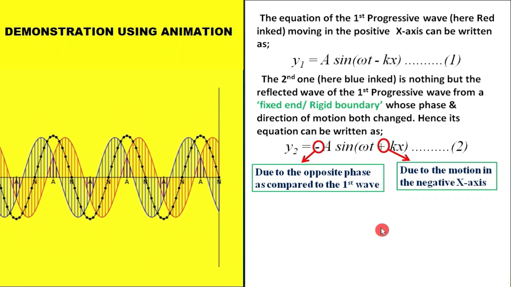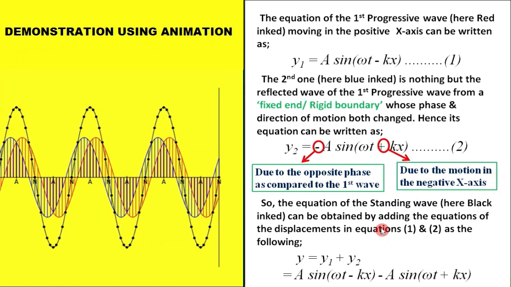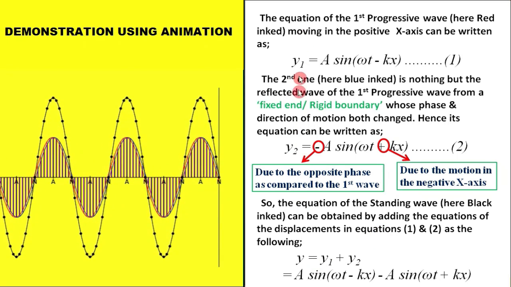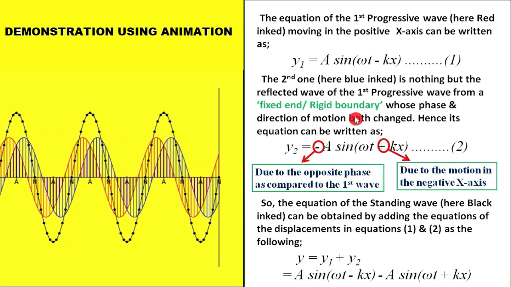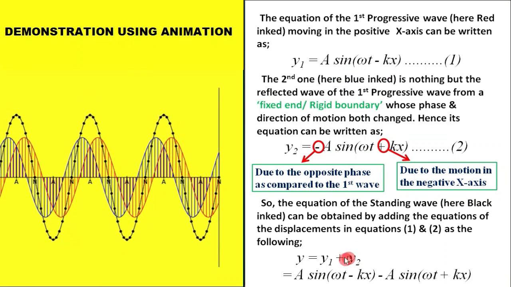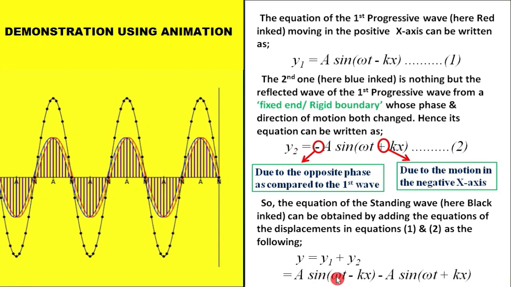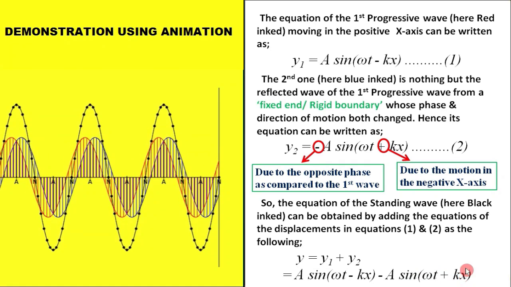Okay. Now what will be the resultant wave? As we know, according to the principle of superposition, we will get a wave by just adding these two equations, that is y will be equal to y1 plus y2. Just put the values of y1 and y2 from equations 1 and 2. We can write it like this: a sin(omega t minus kx) minus a sin(omega t plus kx).